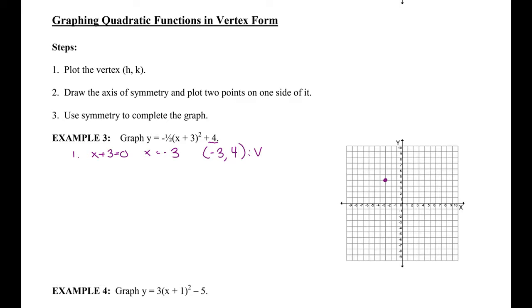Then from there we're going to draw on the axis of symmetry. So this is going to be the line x equals negative 3. It should always go through the center of your vertex.